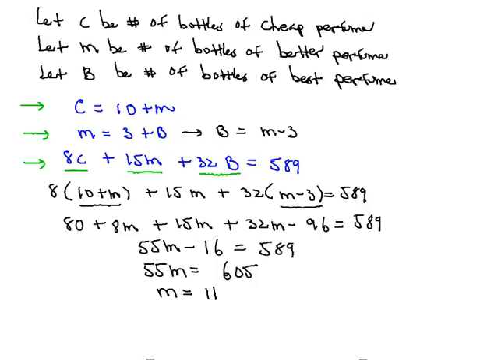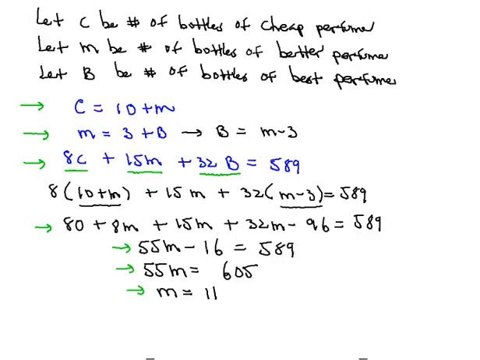So continuing then, we can see that our next step will be 80 plus 8M plus 15M plus 32M minus 96 is equal to 589. And combining the M terms, we get 55M. And the constant terms will then produce minus 16 equals 589. Then adding 16 to each member, we get 605. And dividing by 55, we see that M then is equal to 11.